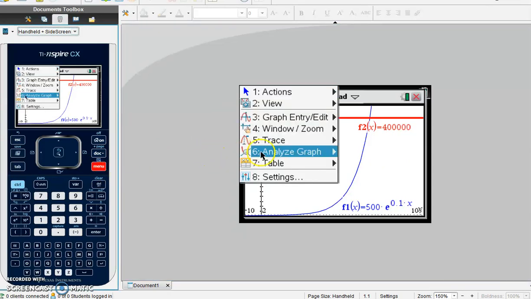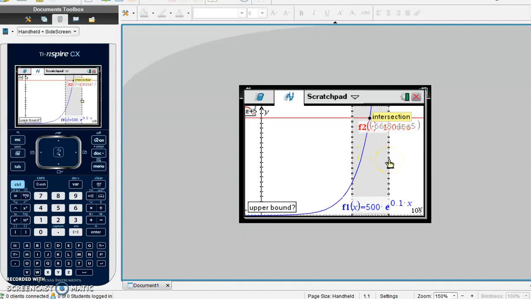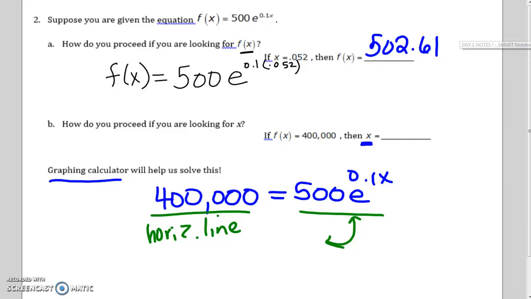If I go to Menu, Analyze Graph, Intersection, now it's got this dashed line moving. It wants me to shade over where I'm looking for the intersection point. So I'm going to click on the left side, and then I move it until the intersection shows up, and click again. This is my intersection point, and what I'm looking for is that actual x value. That's what I'm trying to solve for. So my x value is 66.8, which is the answer to the next problem.